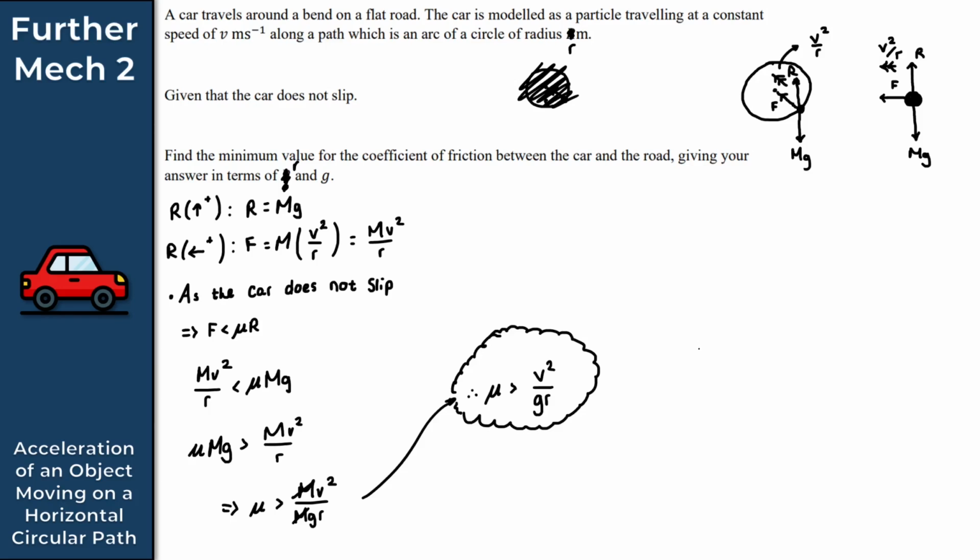But there we go. So there we have it. That gives us the solution to the very last question, question 2. And that brings us to the end of this video on acceleration of an object moving on a horizontal circular path.